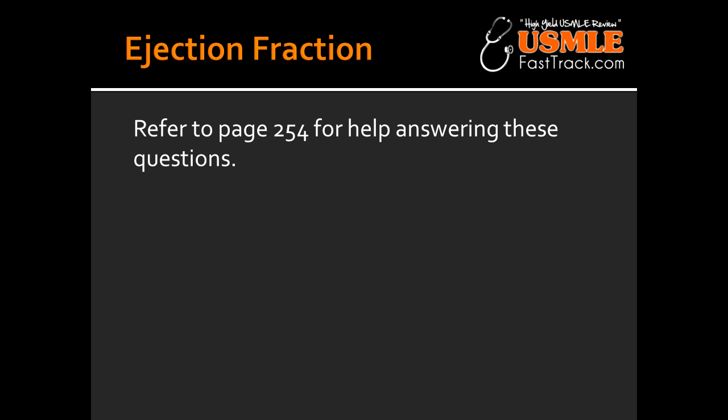What is ejection fraction an index of? Ejection fraction is an index of ventricular contractility. What is the normal range of ejection fraction? The normal range of ejection fraction is greater than or equal to 55%. What happens to ejection fraction in systolic heart failure? In systolic heart failure, ejection fraction is decreased.